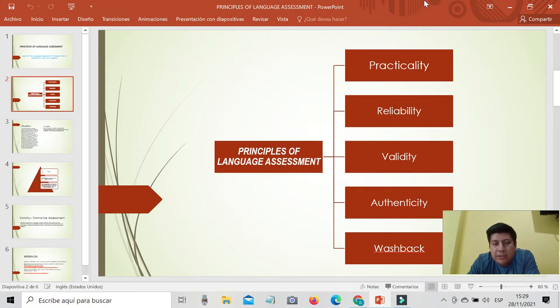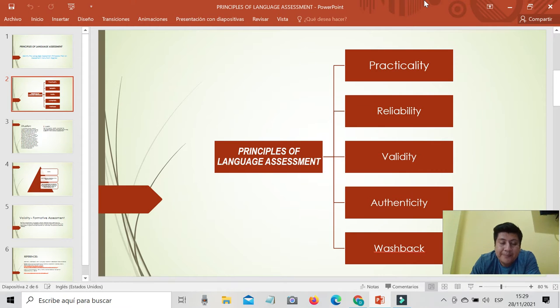First of all, we have to mention the principles of language assessment, where we have practicality, reliability, validity, authenticity, and washback. Those are the principles of language assessment from which we are going to choose validity for the situation we are going to analyze.